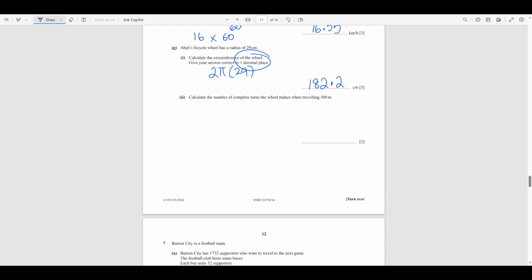Part 2, calculate the number of complete turns the wheel makes when traveling 500 meters. All right. So we know that this is a rate question. At one complete turn, I'm writing short form. One complete turn is basically one circumference, which is, we know, 182.2. And this is in centimeters, right? And this is in 500 meters.